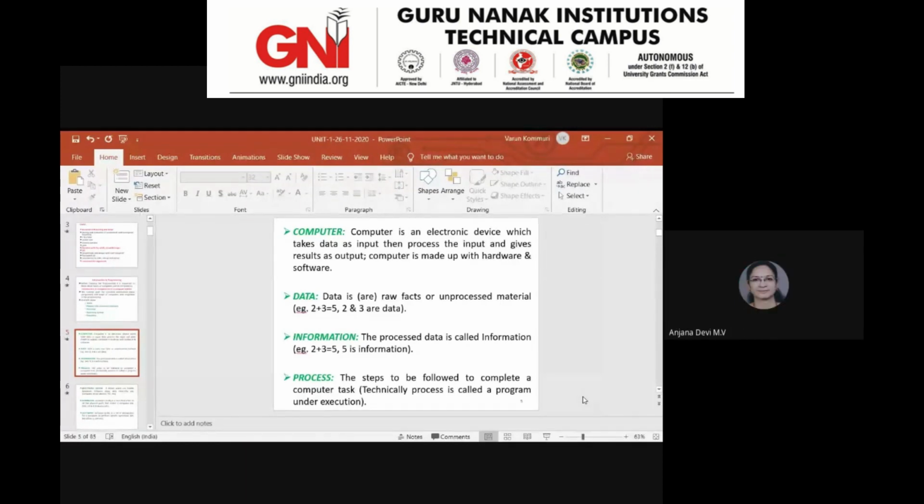What is the difference between data and information? Data is nothing but unprocessed material. Suppose you want to add two numbers: 2 is a data, 3 is a data. After processing that data, that means after adding those two numbers, you will get the result 5. That 5 is the information. 5 is processed data. Processed data is called information.